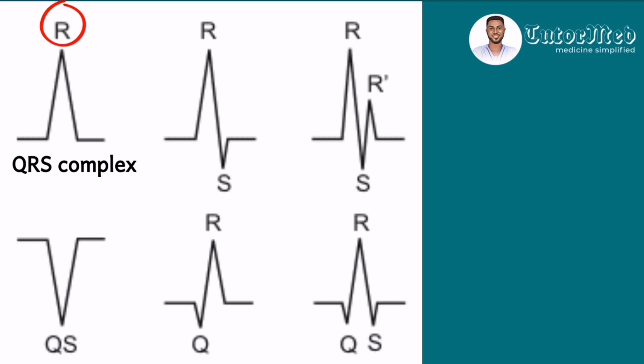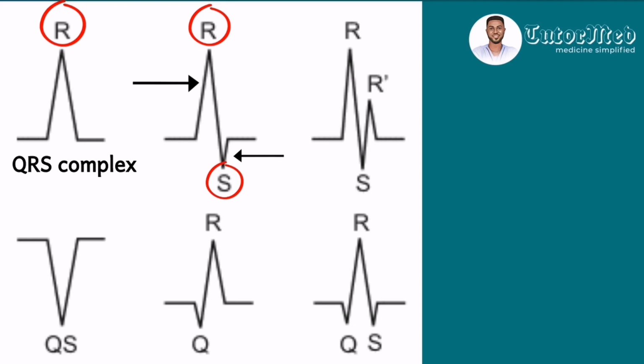The next one, we have two waves here, a positive wave and a negative wave. The positive wave is an R wave and the negative wave is an S wave. Why is it not a Q wave? It is because by definition the Q wave should be the first negative deflection, but this negative deflection came after the R wave, and so it is the S wave. Let's take a look at the third one.